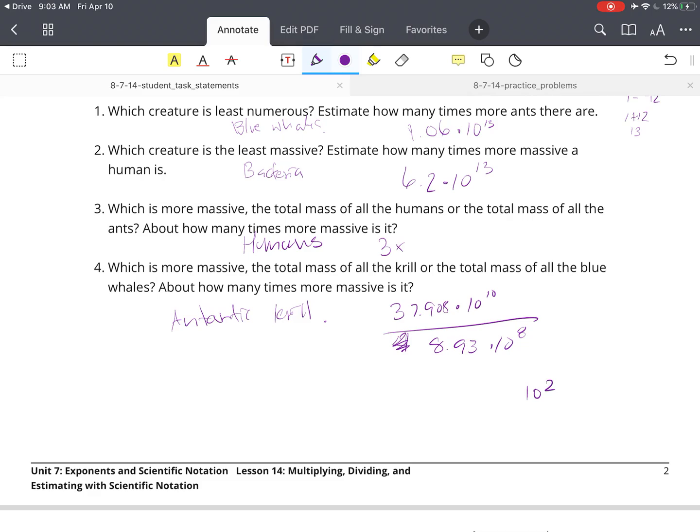And then 37.908 divided by 8.93. Remember, this is all estimation, is 4.25 times 10 squared. So that's how many times bigger, or how many more times krill there are as opposed to blue whales. This is good.